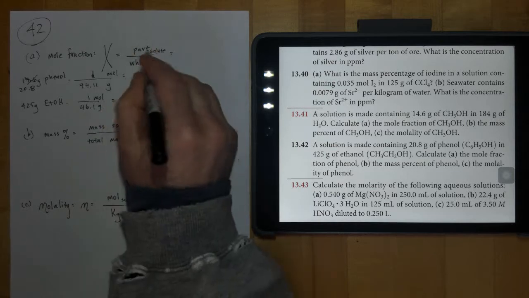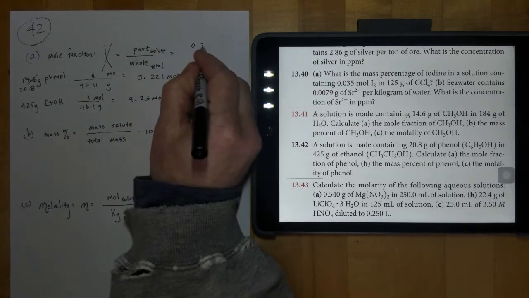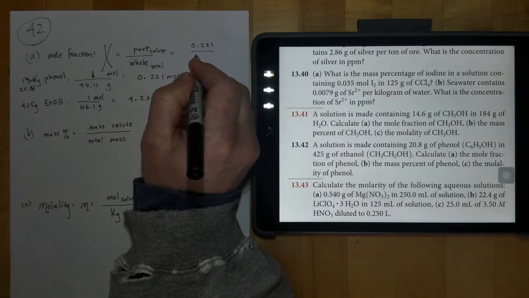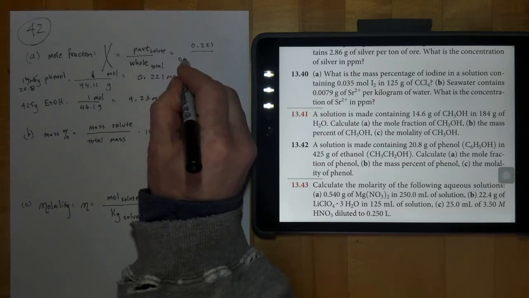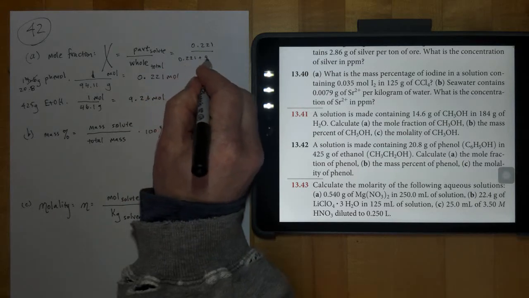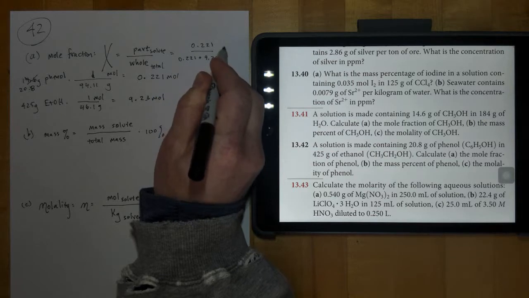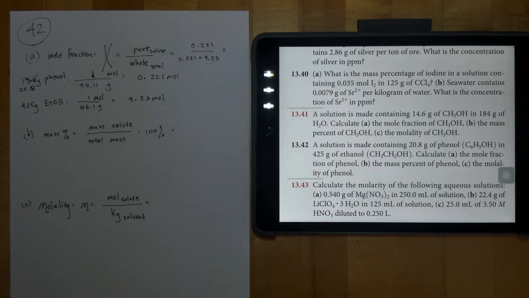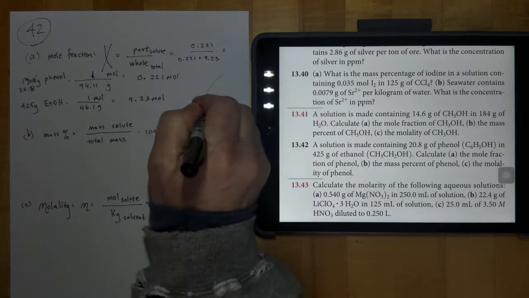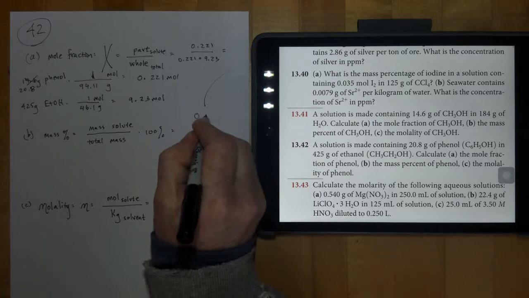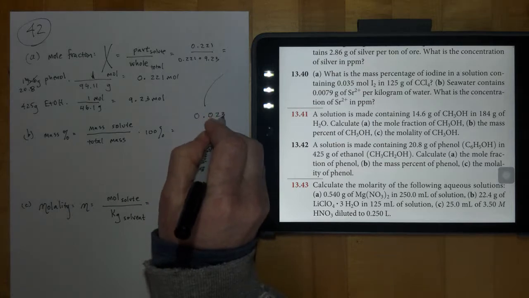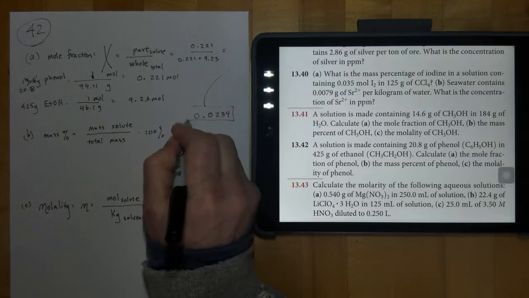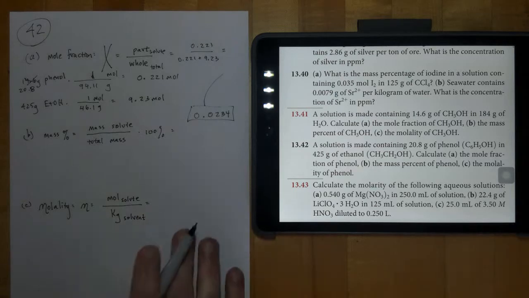So now to find the part divided by the whole, we take the part, which is 0.221, and then divide it by the whole thing. So add 0.221 to 9.23. Don't multiply it by anything. Just take this number divided by this number, and it's a decimal number at the end, which after rounding for sig figs ends up being 0.0234. That is our mole fraction of phenol inside there.